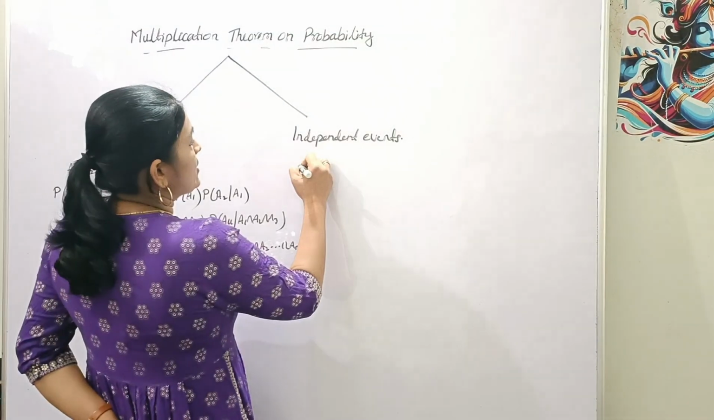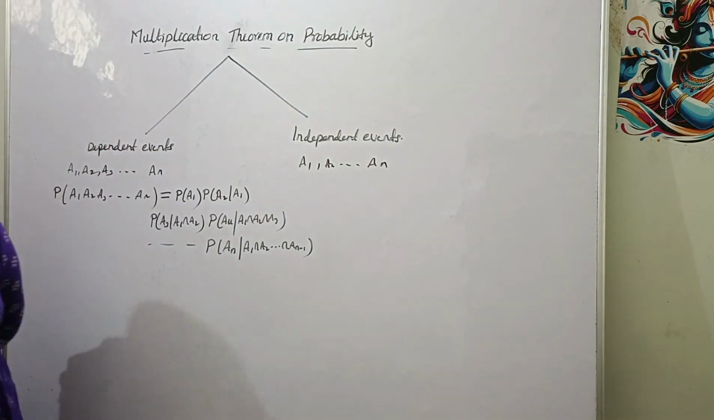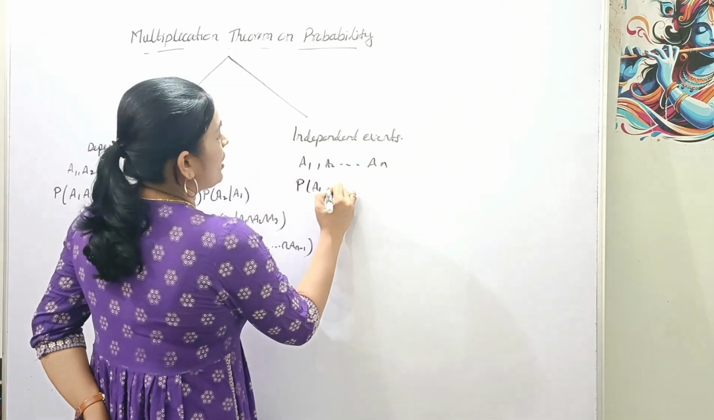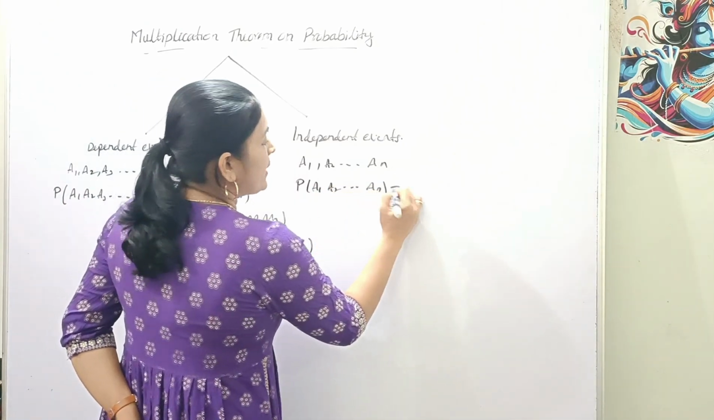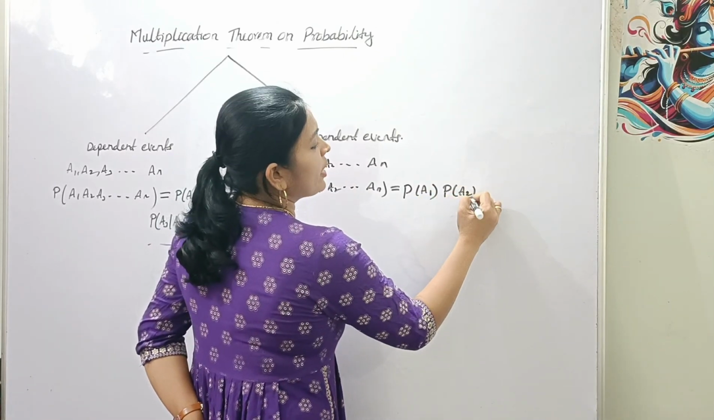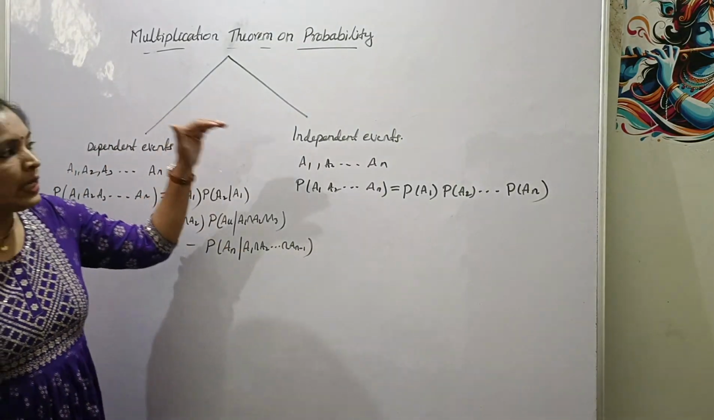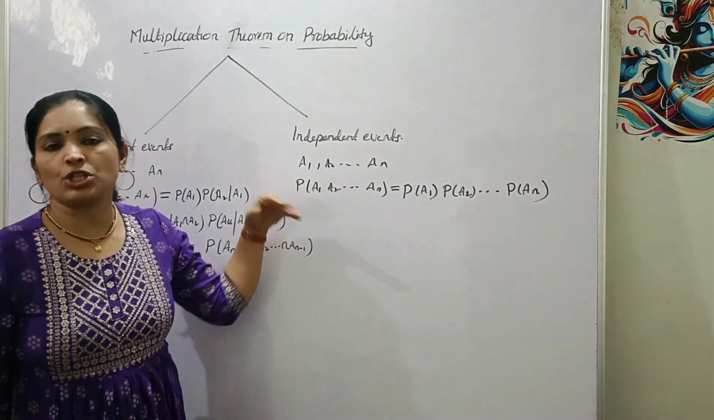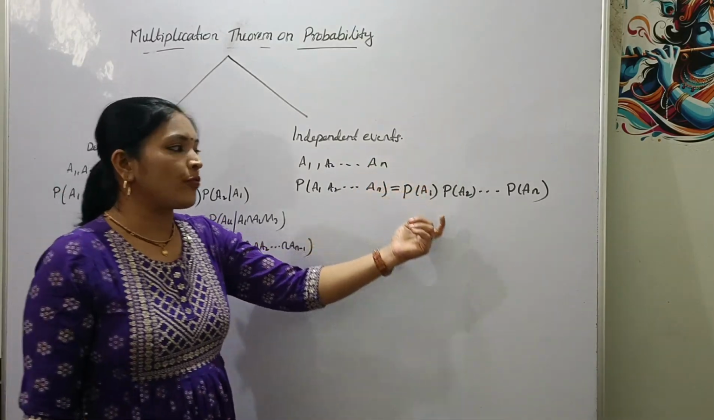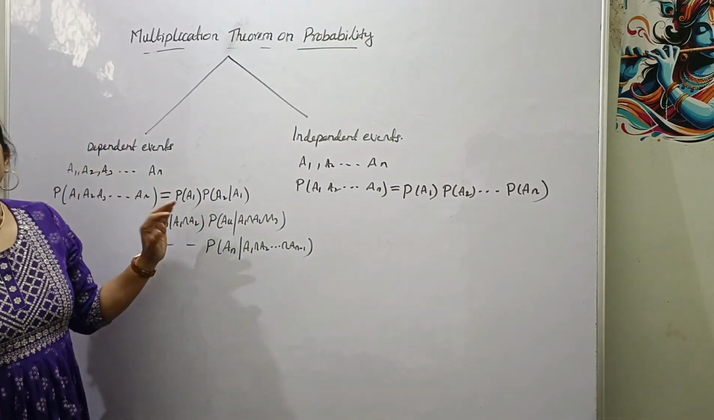Next, for independent events, let A1, A2, etc., An be the n events and they are independent. Then probability of A1, A2, etc., An is equal to probability of A1 into probability of A2, etc., probability of An. Very simple, right? So for independent events, probability of A1 intersection A2 intersection etc. intersection An is equal to probability of A1 into probability of A2 into etc. into probability of An. So it is the multiplication rule of probability.